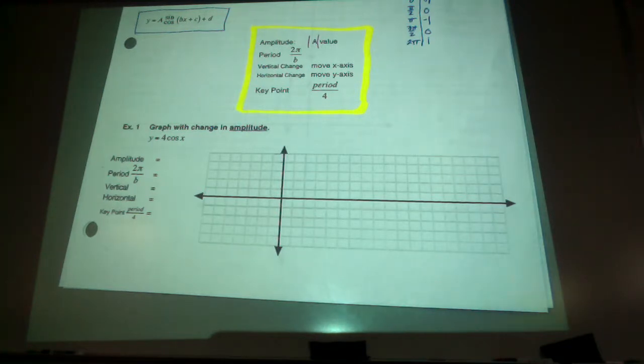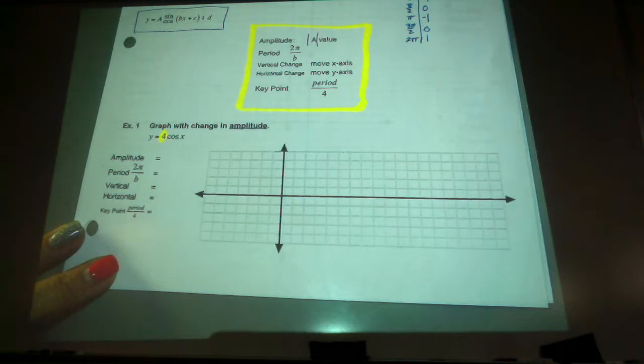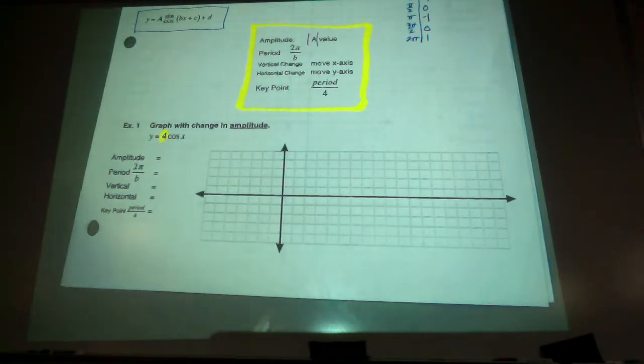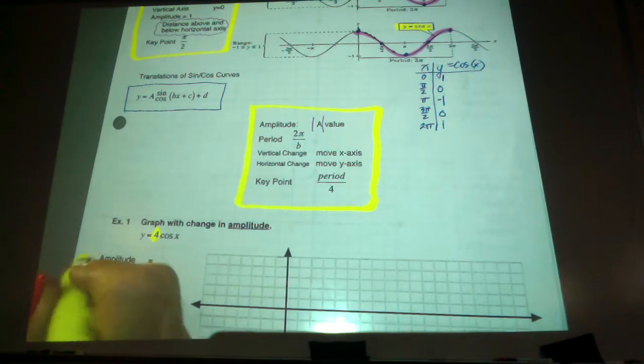All right, so look at the first example. Y equals 4 times the cosine of x. What's the difference between that and y equals cosine of x? There's the only change that's been made. You have this 4 in front. And the 4 represents what here? A, B, C, or D? A, which is amplitude. So we're affecting amplitude.